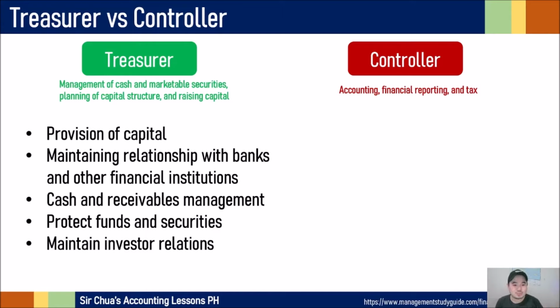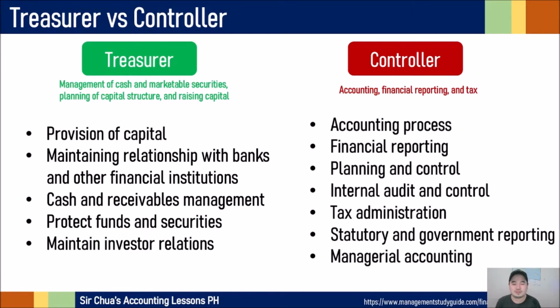Unlike in the controllership function, that is the accounting function of the company. That's why a controller is a CPA by profession, because this is an accounting function. Accounting and bookkeeping, financial reporting, planning and control, internal audit, taxes, statutory and government reporting, and management accounting. So basically, that is pretty much the difference between a treasurer and controller. A treasurer is focusing on funding. Controller focuses on the accounting function. I hope that you understand that.